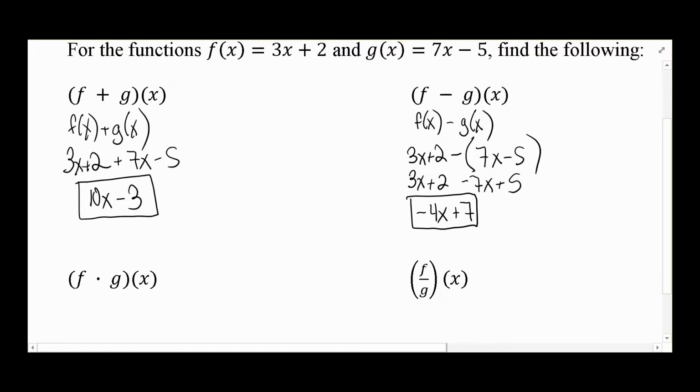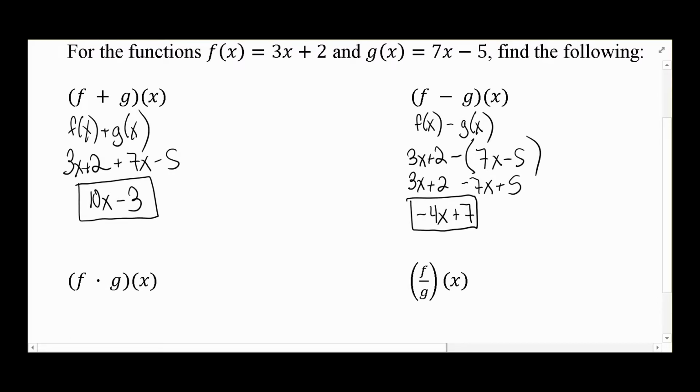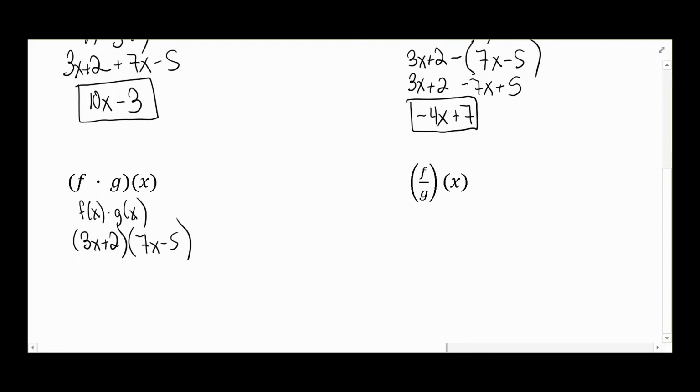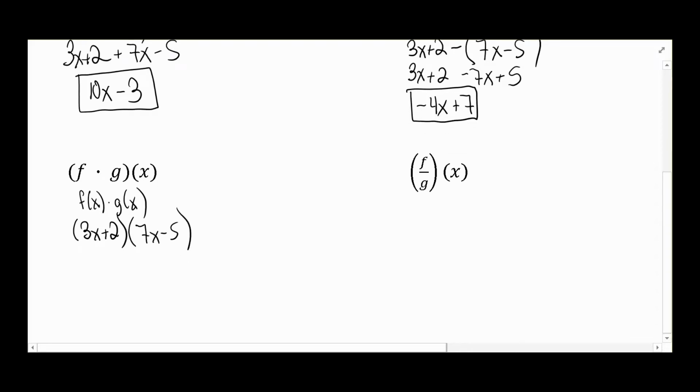As we get into multiplication and division, same idea. F times g would be f of x times g of x, where f of x was 3x plus 2, g of x was 7x minus 5. And so it becomes just a FOIL situation. I'm multiplying a binomial times a binomial here.